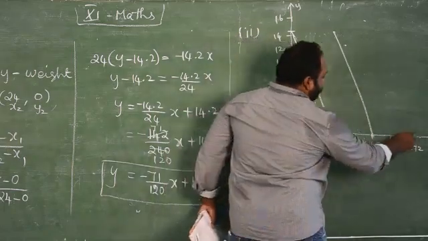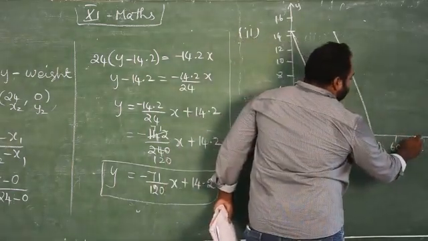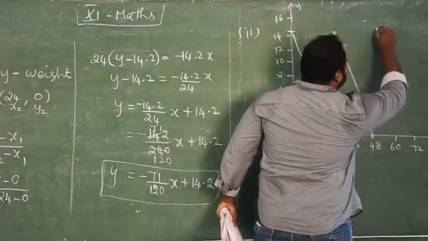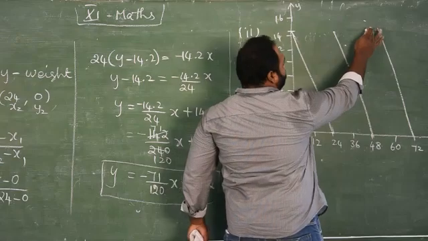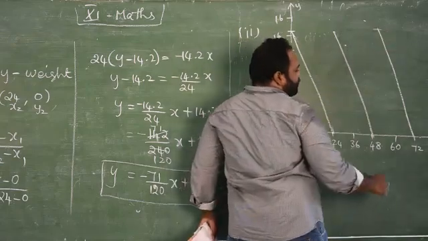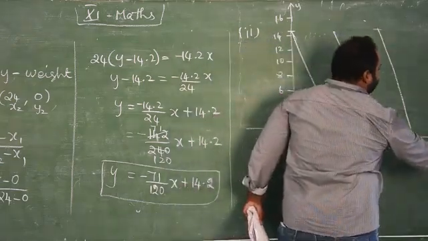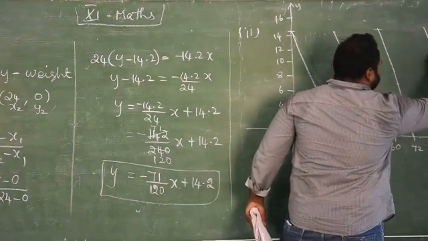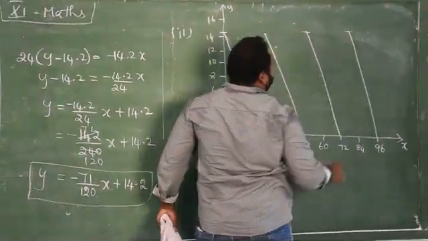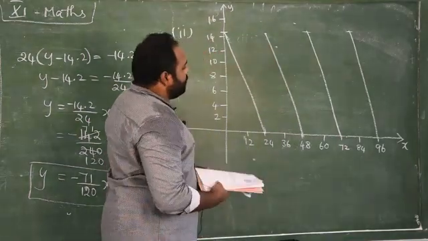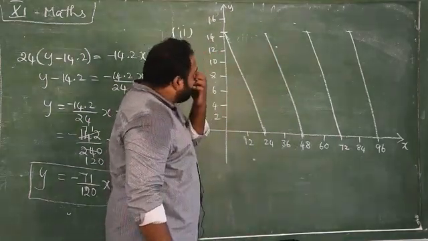Next, in 72 days we can change a third cylinder. This is 14.2. So next, the fourth cylinder on the 96th day. So this is 14.2. This is the required diagram.